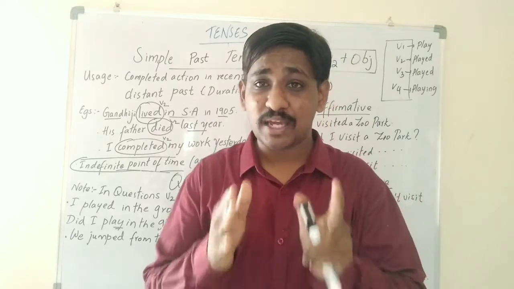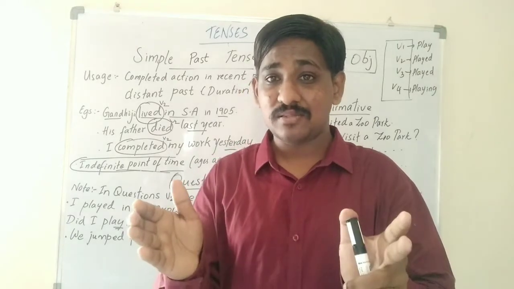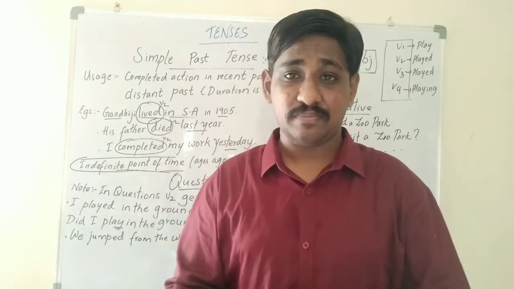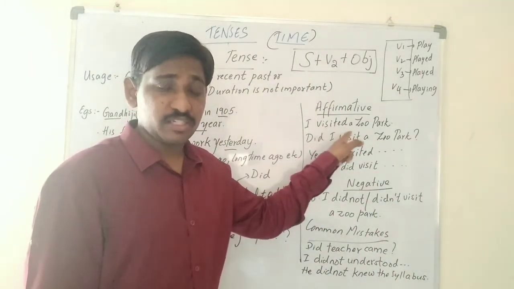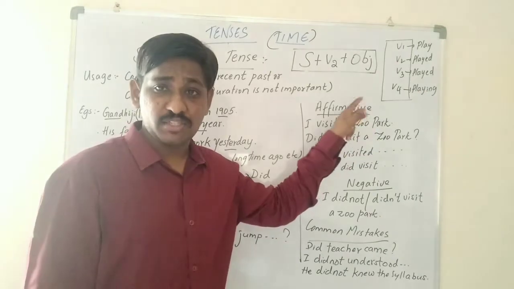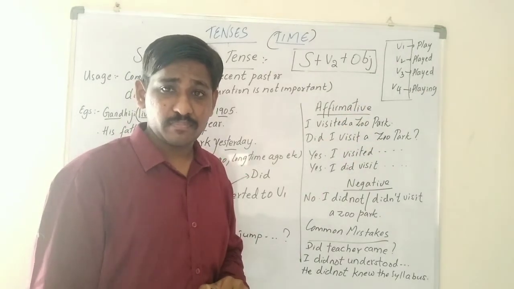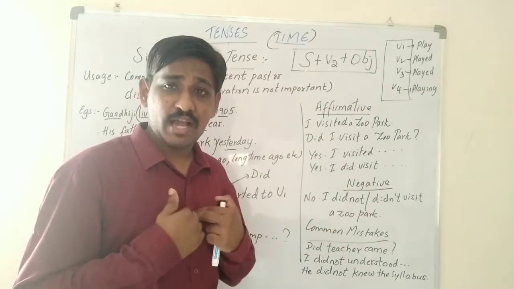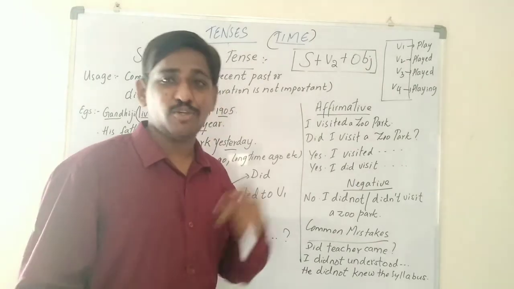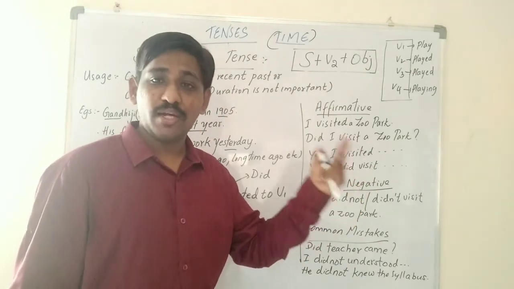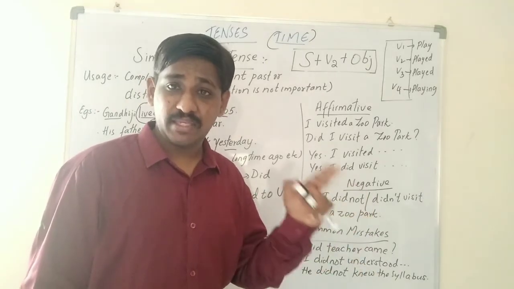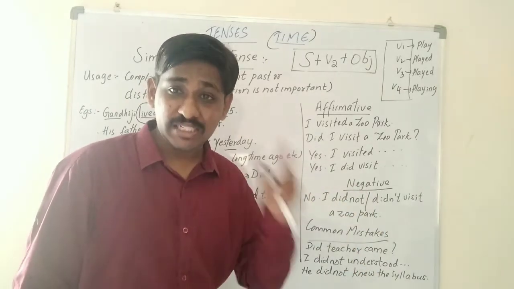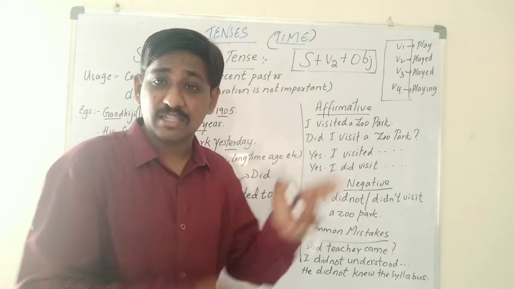Now let us see how to make affirmative statements and negative statements. So let us take one example. I visited a zoo park. Question, did I visit a zoo park? So what is affirmative? I told you we make affirmative with yes. Yes, I visited a zoo park. You get visited because did is not there.